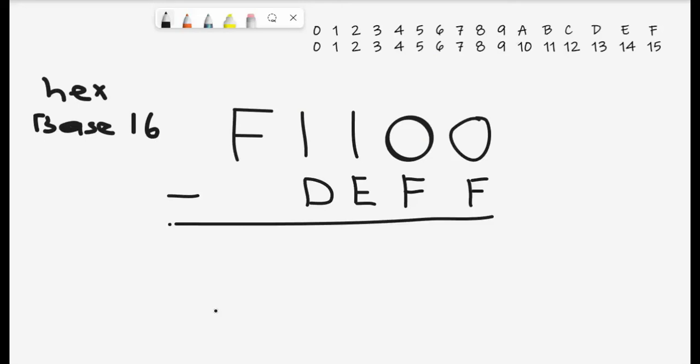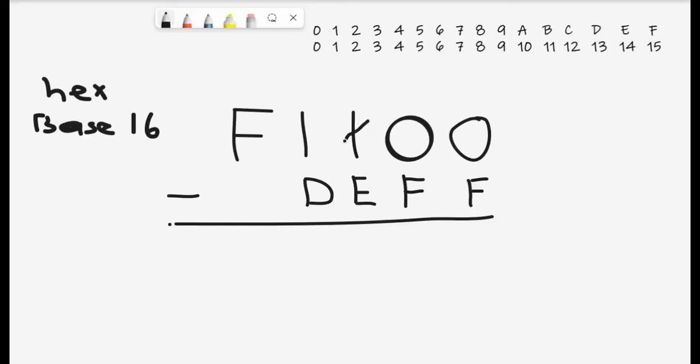And here is our next question. Why don't you pause this video, try to solve this problem with our technique, and see if we come up with the same answer. So can we take 15 from 0? No. So borrow from here. We cannot borrow. We have to come borrow from here.